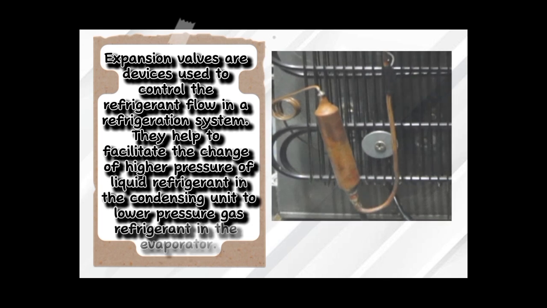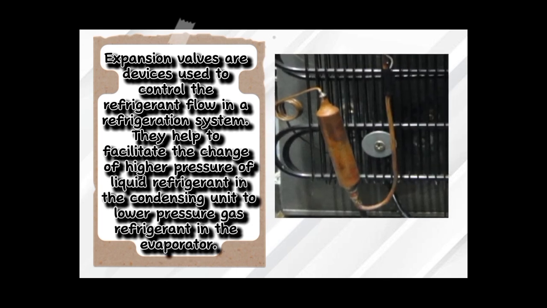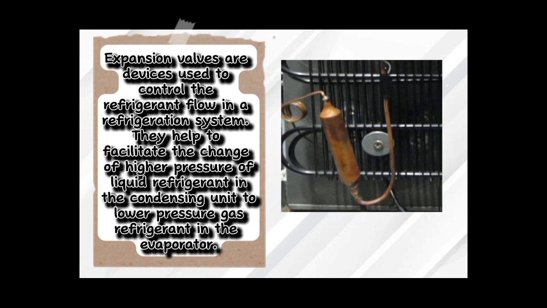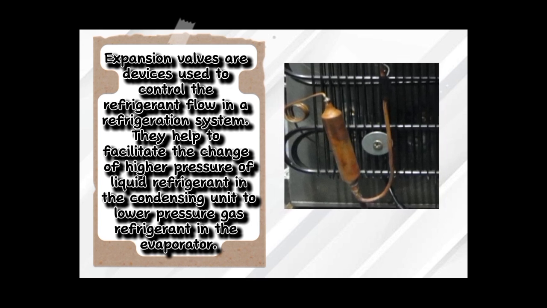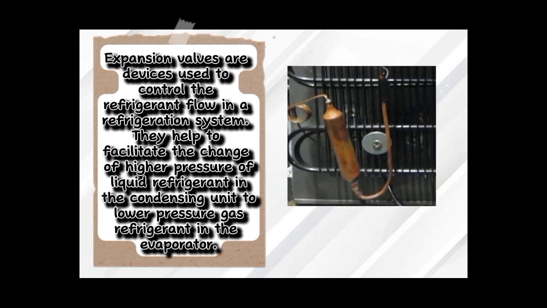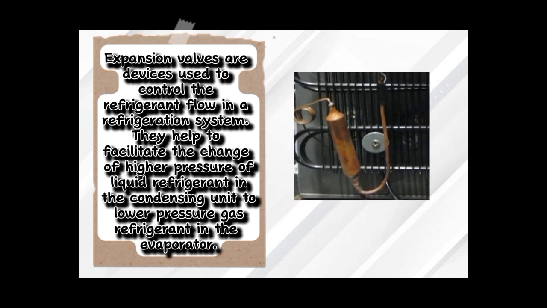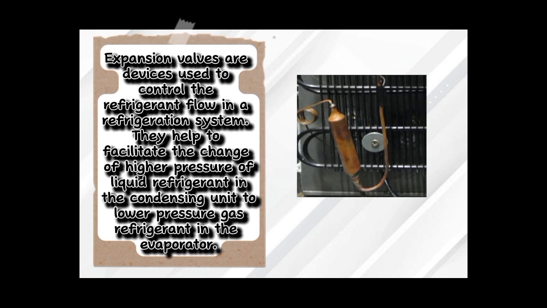The fourth is the expansion valve. Expansion valves are devices used to control the refrigerant flow in the refrigeration system. They help to facilitate the change of higher pressure liquid refrigerant in the condensing unit to lower pressure gas refrigerant in the evaporator. Lastly, refrigerant.